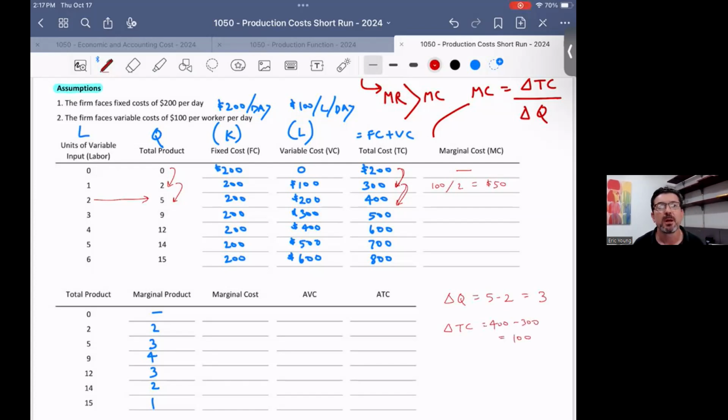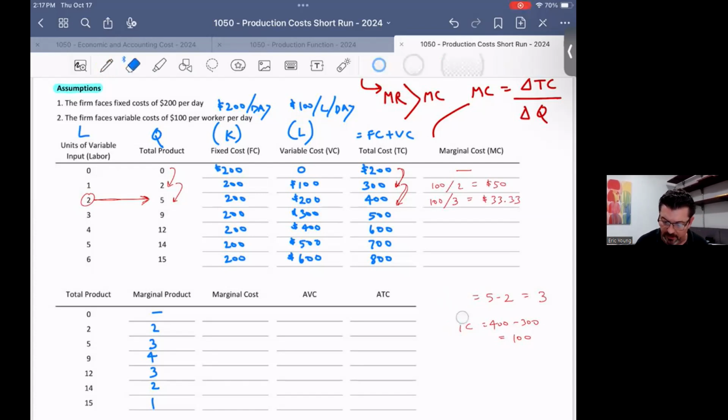So by hiring that second worker, that worker is going to give us 3 more pizzas, costing us an extra $100. The delta Q is 3, the delta TC is 100, and therefore our marginal cost will be 100 divided by 3, or 33.